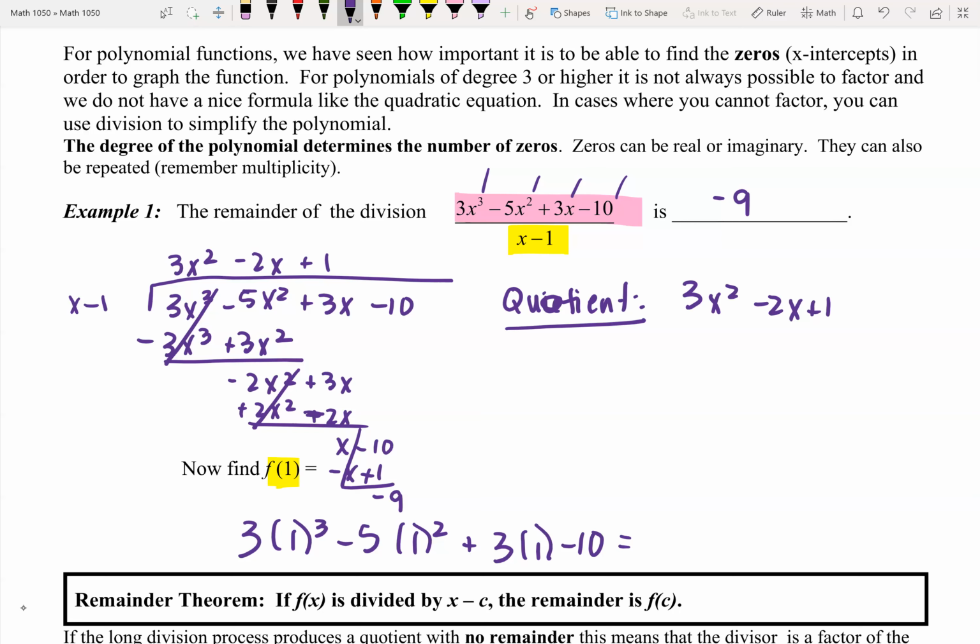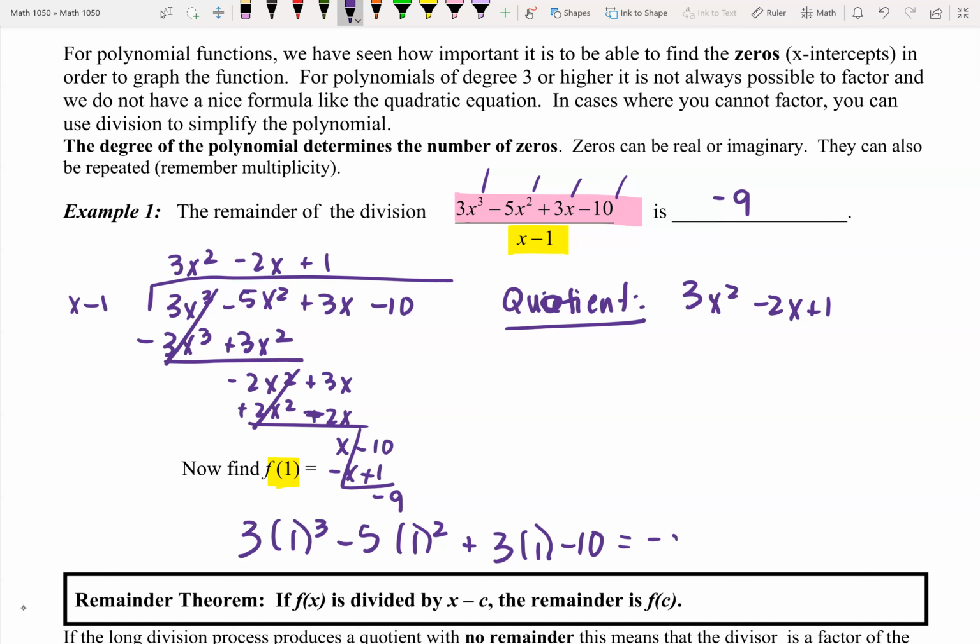Yes, honey? So when you're plugging it in, are you not including the bottom? Like the denominator? No, the denominator tells you what to put in. I understand your question. So you do not include the denominator. You set it equal to 0. You plug it in and see what you get.